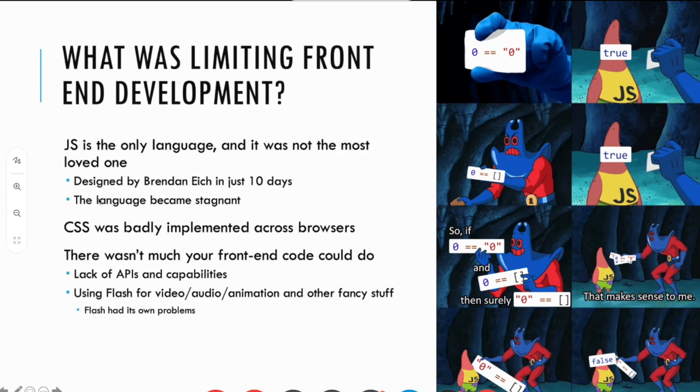Another reason was that the JavaScript language itself became stagnant. There was no real improvement going on in the JavaScript world. Even if it had flaws, you could improve it over time, but it was mostly stagnant. Another problem was that CSS was badly implemented across browsers, so something that works in one web browser would completely break in another. And apart from these, the major thing limiting front-end development was that the JavaScript code and the APIs available to it were not really capable. If you wanted to do more fancy stuff like video, audio, or animation, you would have to go back to Flash, and Flash has its own security and stability problems. Right.